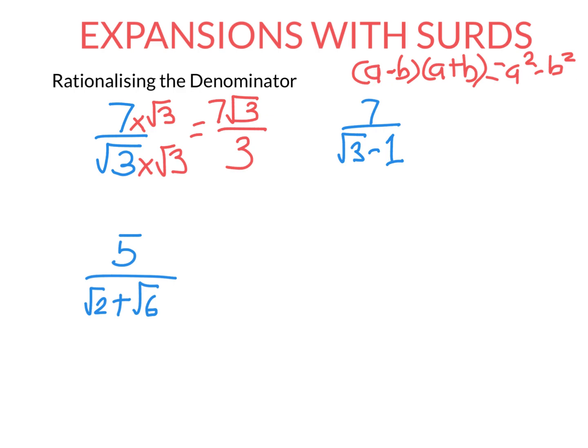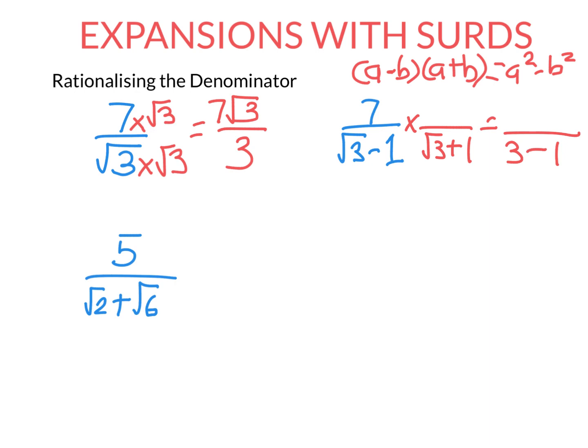See, the point is, if I times the bottom by root 3 plus 1, so here if you like a is like root 3, b is 1, if I times these two together, I'll get a rational number. Because this rule up here says if you have a minus b times a plus b, all you do when you're expanding it is you just square the first, so root 3 squared is 3. Square the second, so 1 squared is 1, and stick a minus between them.